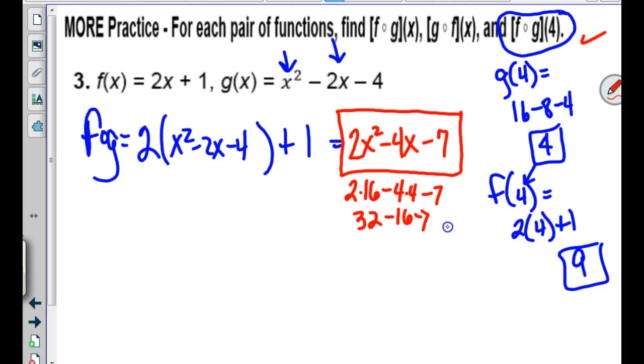All right, but that was to find this answer. That had nothing to do with f of g, other than f of g of 4. Okay, what do we got left? Any domain restrictions on that? Just all real numbers? Okay, now we have g of f.